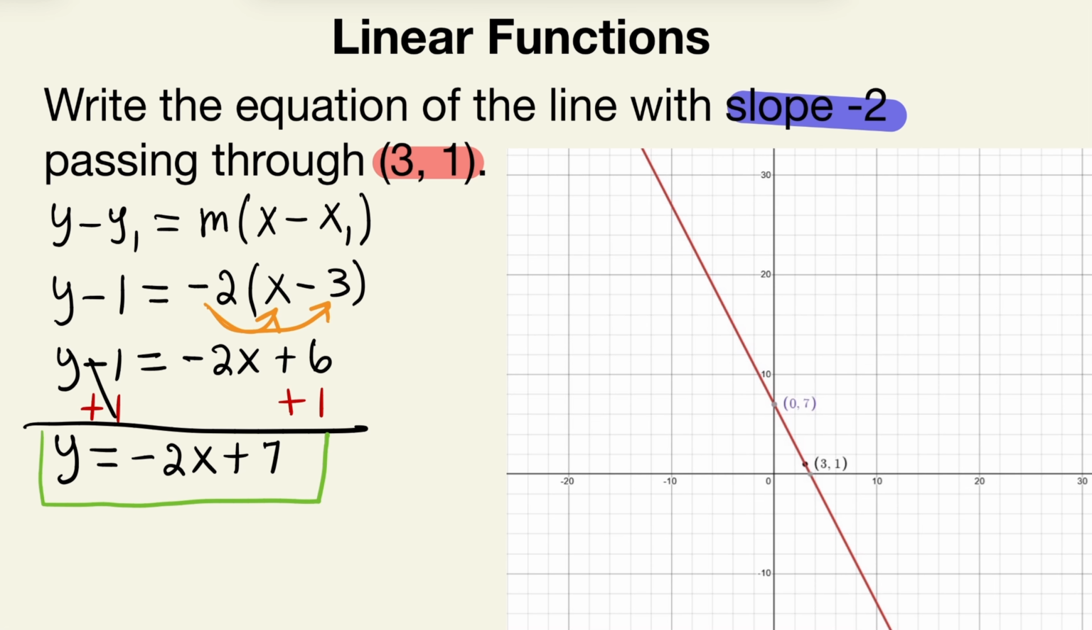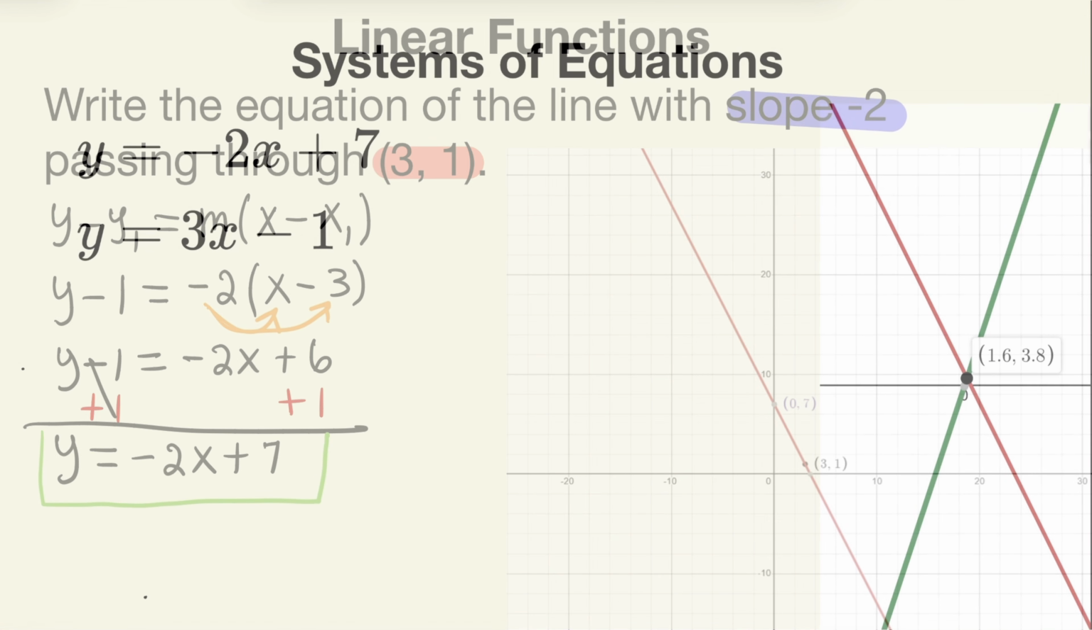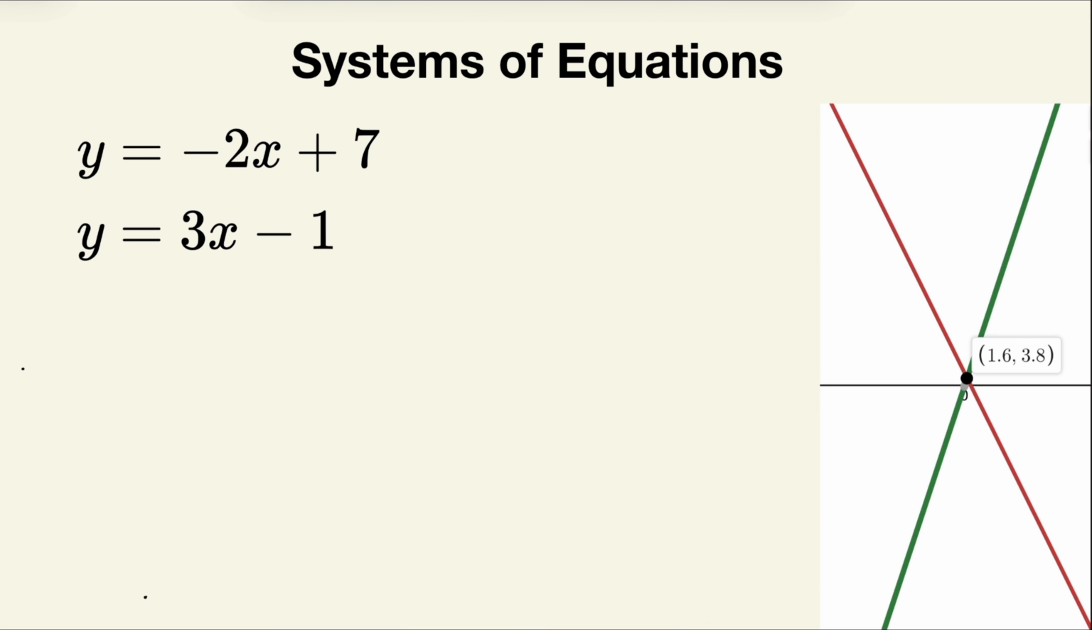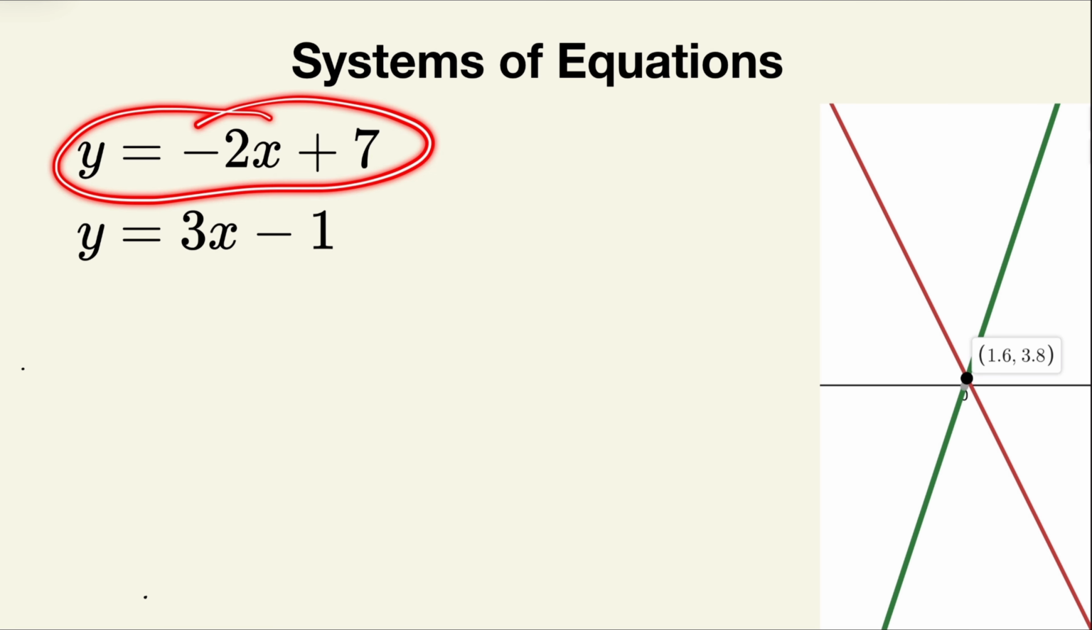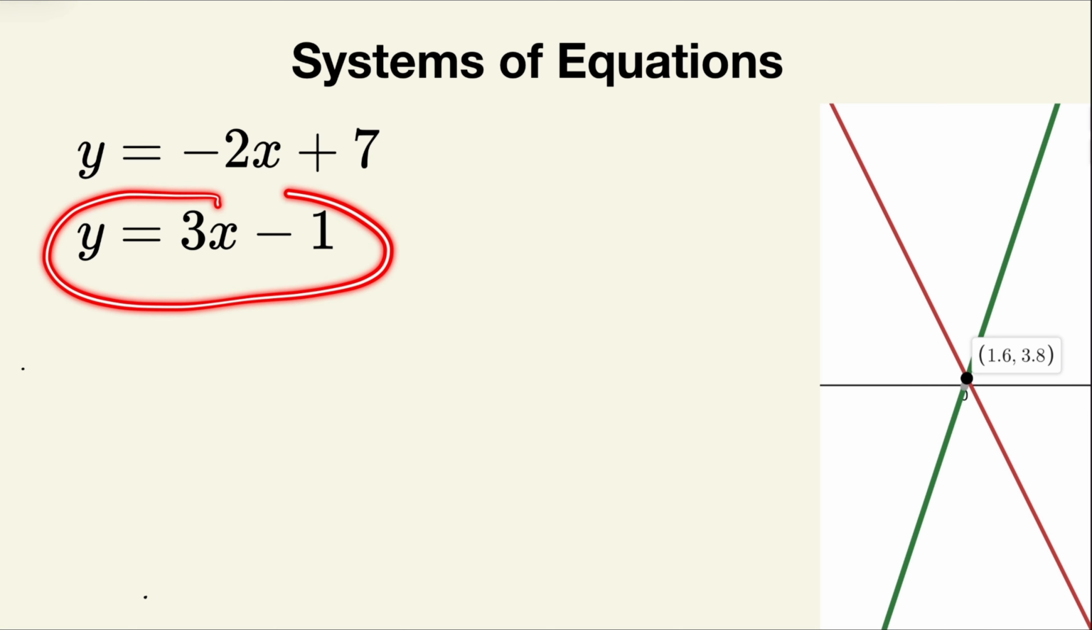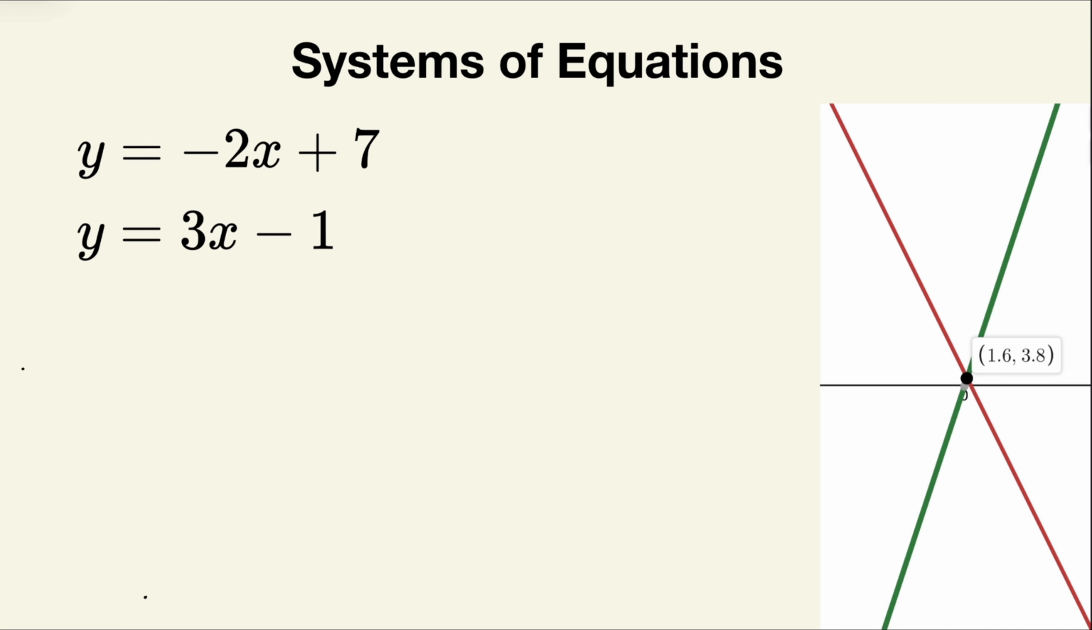So with that, we're going to move on to systems of equations. Here we have a systems of equations. Notice we have y equals -2x plus 7 and y equals 3x minus 1. They're both set to the same variable, which means that we can set -2x plus 7 to 3x minus 1 to solve for x. Let's go ahead and do that.